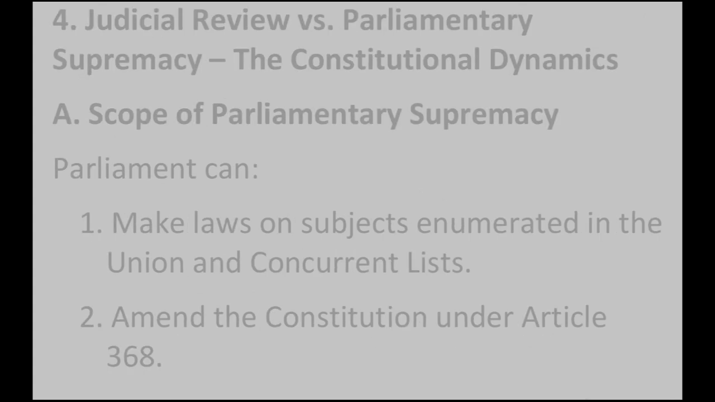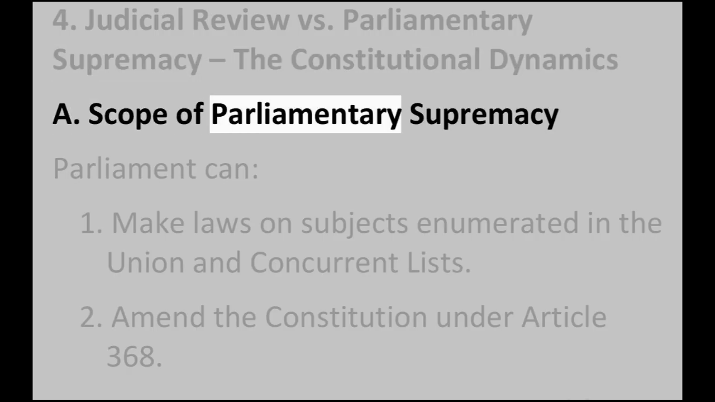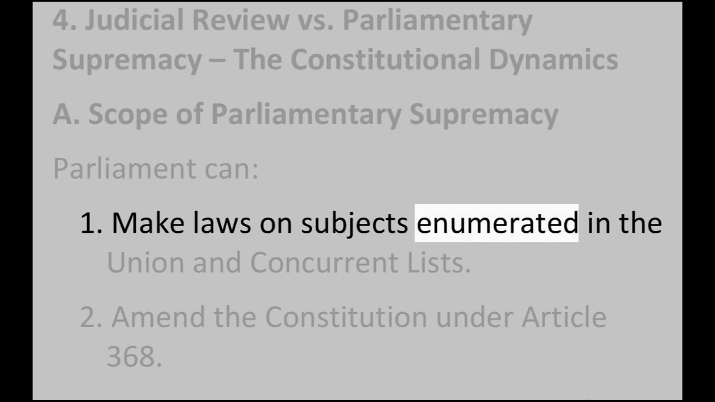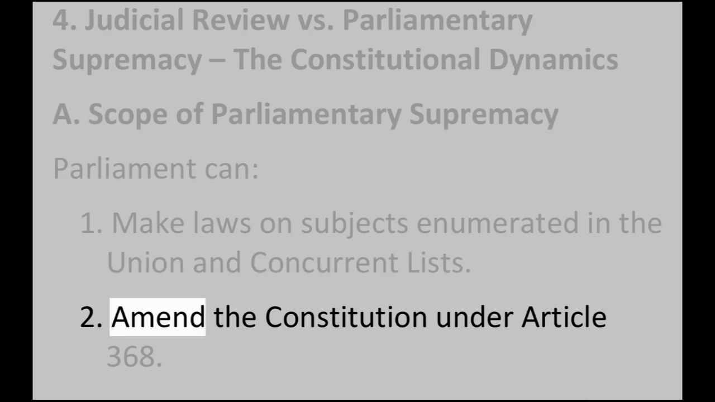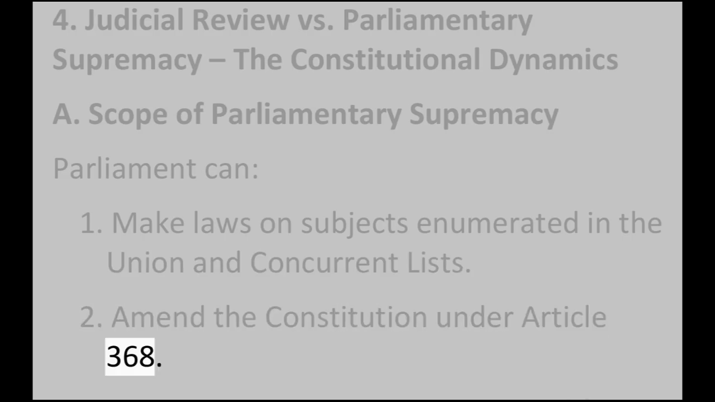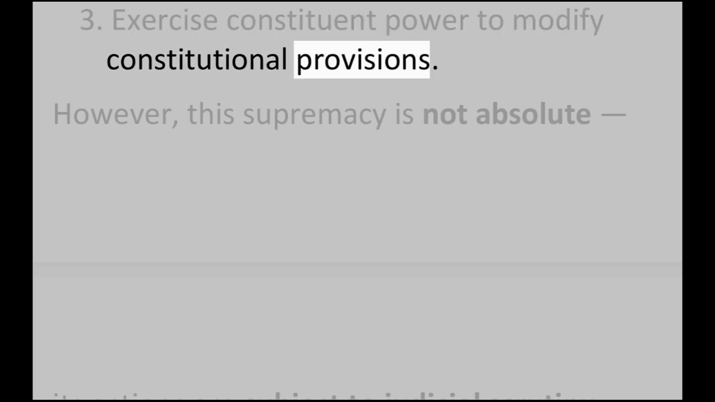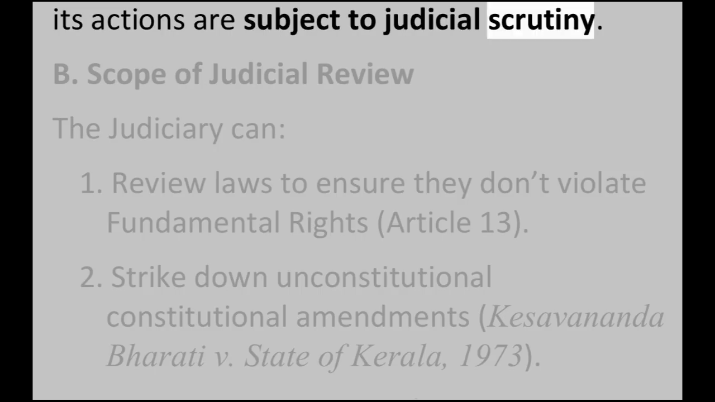4. Judicial review versus parliamentary supremacy: the constitutional dynamics. A. Scope of parliamentary supremacy. Parliament can 1. Make laws on subjects enumerated in the Union and concurrent lists. 2. Amend the Constitution under Article 368. 3. Exercise constituent power to modify constitutional provisions. However, this supremacy is not absolute. Its actions are subject to judicial scrutiny.